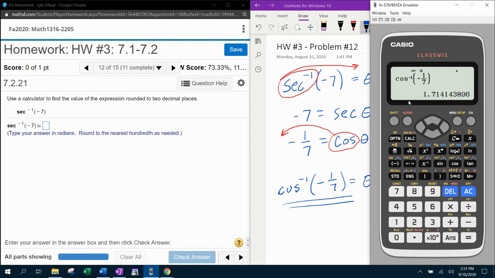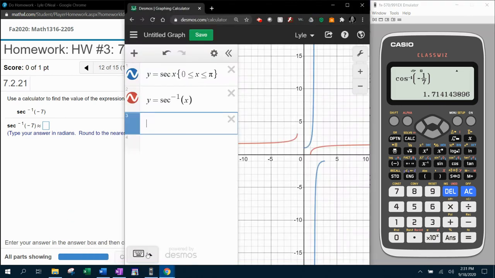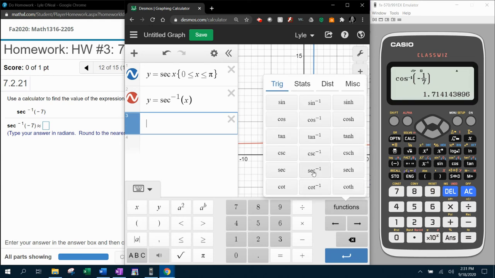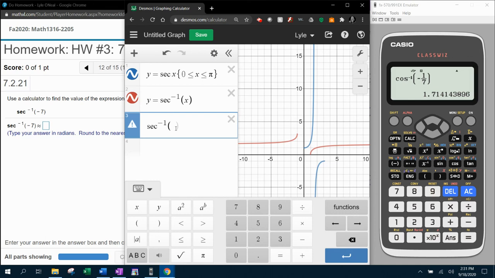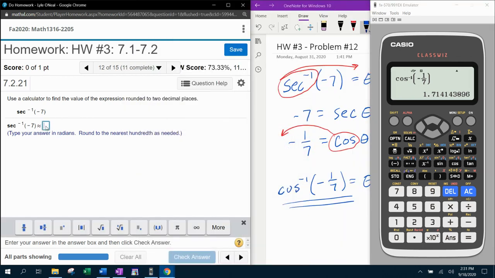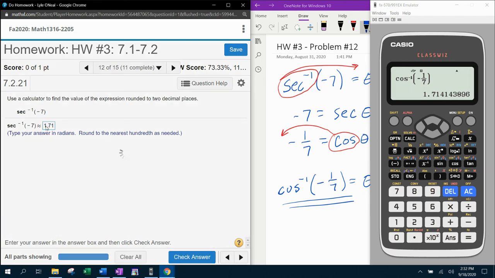So if I stop there, I think I would be cheating you out of some learning. So let's also bring up our DESMOS and show you that DESMOS can do this in one step. If we go to our keyboard and to functions, you actually do have an inverse secant function, and then you can just put in the original problem. Look at that, and notice it gives you the answer that we got on our scientific calculator. So there's now 2 ways to figure this out electronically, okay? So 1.71 rounded should be correct.